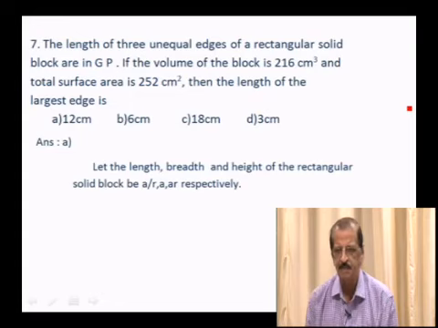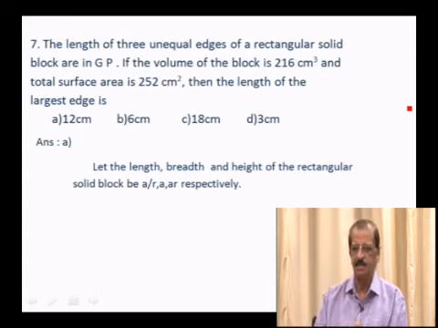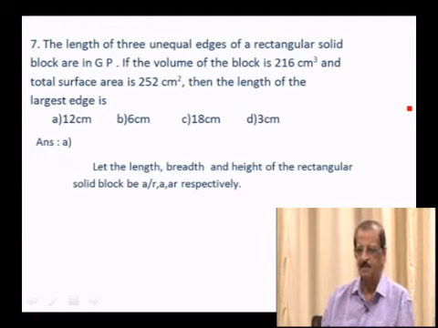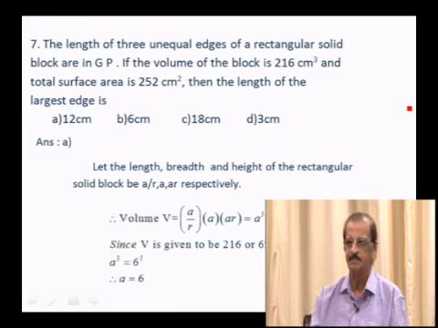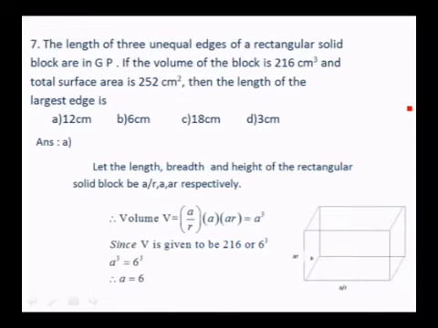Let the length, breadth and height of the rectangular solid block be, so we must keep the length, breadth and height as a by r, a, ar respectively. Now, volume V is length into breadth into height, that is a by r into a into ar, that is equal to a cube. Since V is given to be 216 or 6 cube, a cube is 6 cube. Therefore, a is equal to 6.